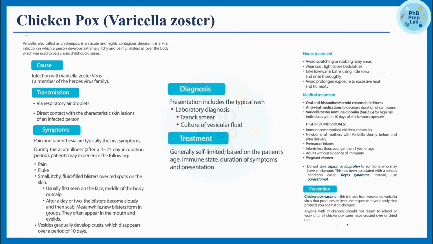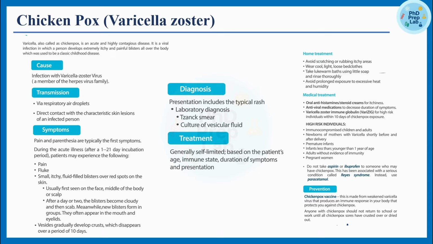The transmission is via air droplets from any infected person or direct contact with the skin lesions of the infected person. The symptoms are extremely painful lesions, or you can say the skin develops harsh, pimple-like conditions, which are extremely painful. The skin is flaky. It could be small, itchy, fluid-filled blisters all over the body, the red spots. And the diagnosis basically includes testing the type of rash and a Tzanck smear. The culture of vesicular fluid is also done.